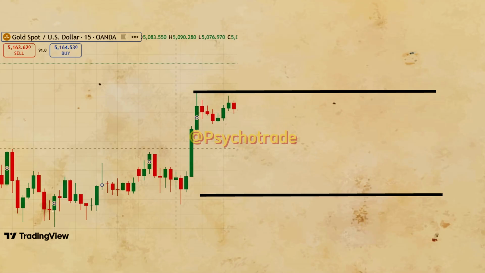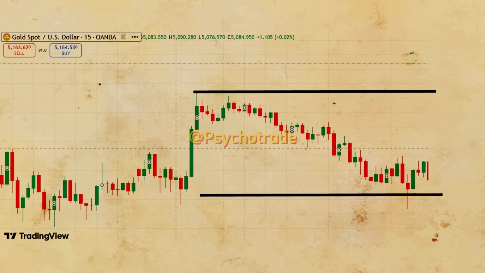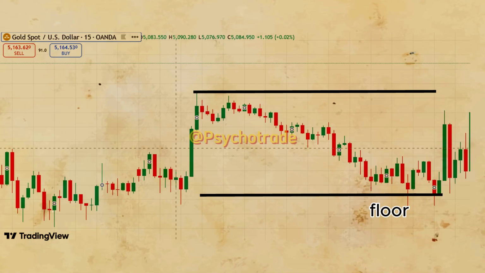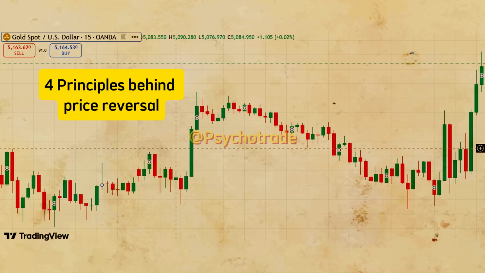Now, when price reaches the resistance zone, which we can think of as the ceiling, price often struggles to move higher and begins to reverse. On the other hand, when price reaches the support zone, which we can think of as the floor, price often finds buyers and begins to move upward again. These areas become key zones on the chart where important decisions are made. But the next question is even more important. Why does price actually reverse in these zones? Let's look at the principles behind price reversal.